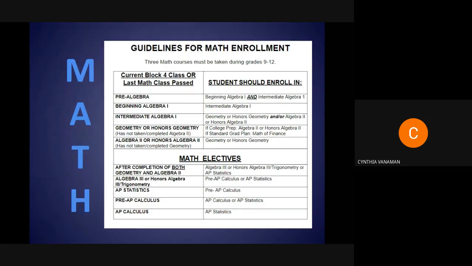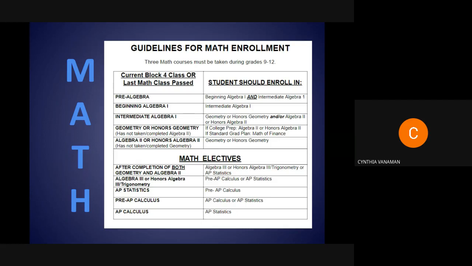You have to have three math classes during grades 9 through 12. So if you are in pre-algebra right now, your required math classes will be beginning algebra, Algebra 1, geometry, and Algebra 2.